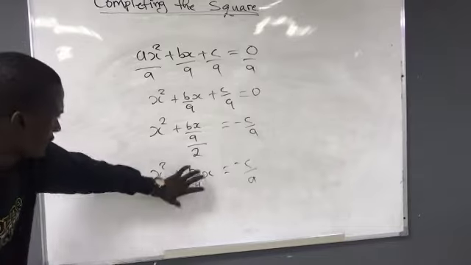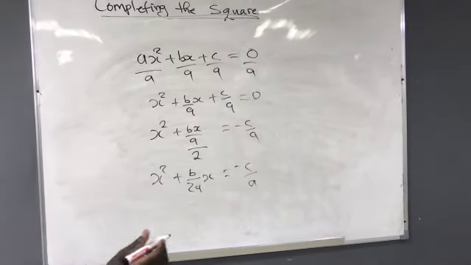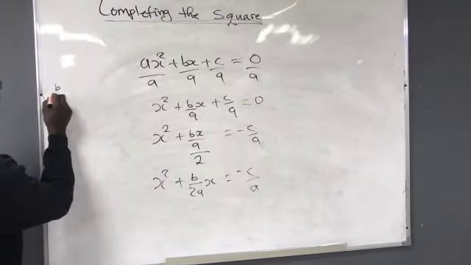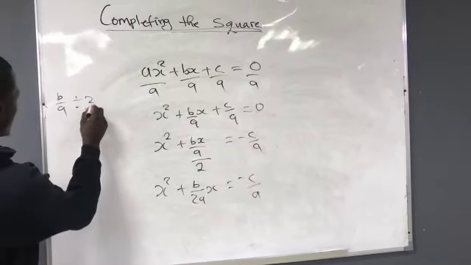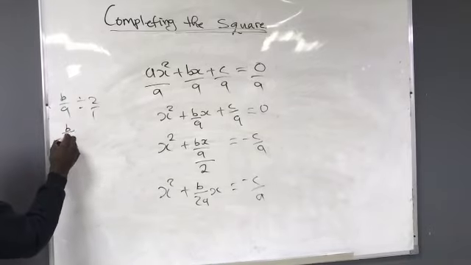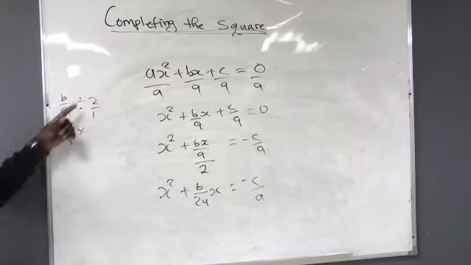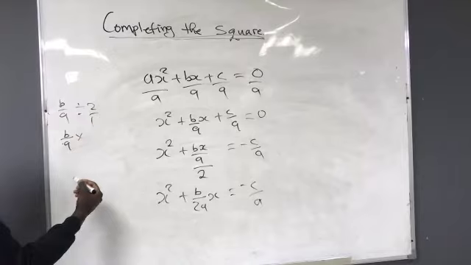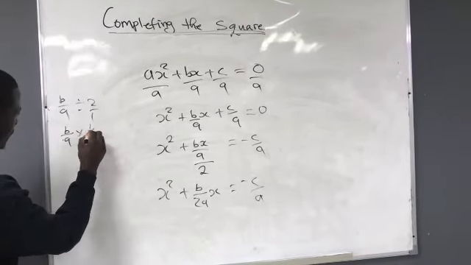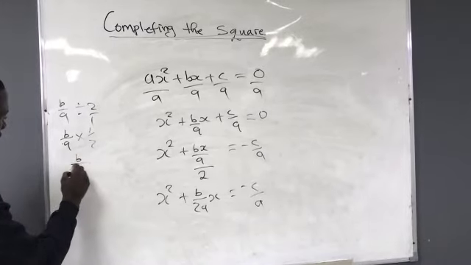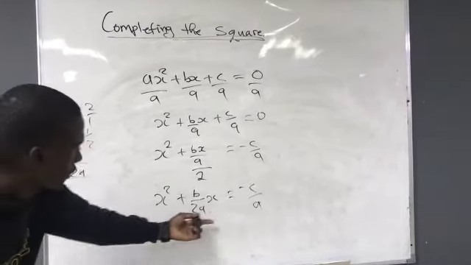If you don't know how this has come about, what you are doing is b over a divided by 2. This is over 1, so b over a, the sign is going to change to multiply. The denominator is going to be our numerator, and vice versa, which is 1 over 2. This is b over 2a. So that's why we're having that there.